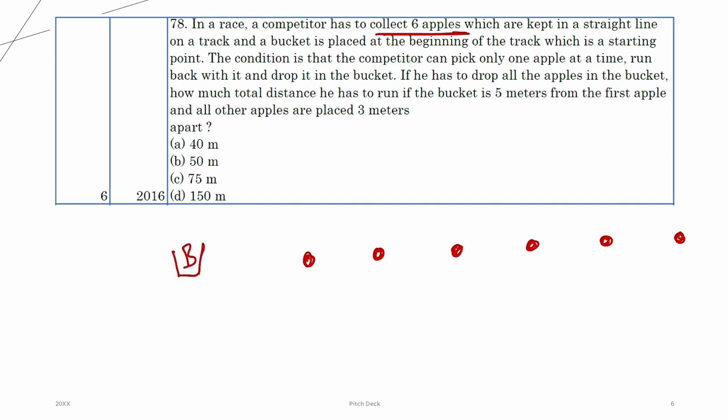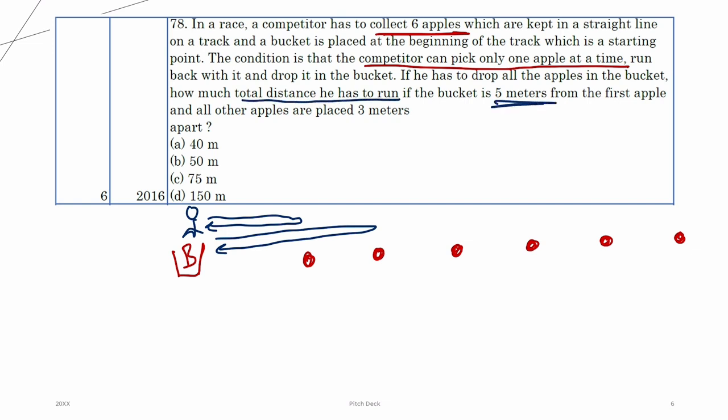Now, the condition is the competitor can pick only one apple at a time. So what is happening? Suppose I am standing here, and I run, pick up this apple, come back and put it in the bucket. I again run, come back and put it in the bucket, and so on. I can only pick one apple at a time and I have to come back and throw it in the bucket. Right? So how much total distance does he have to run if the bucket is 5 meters from the first apple? So this distance is 5 meters, and each apple is 3 meters apart, 3 meters, 3 meters, 3 meters, and 3 meters.